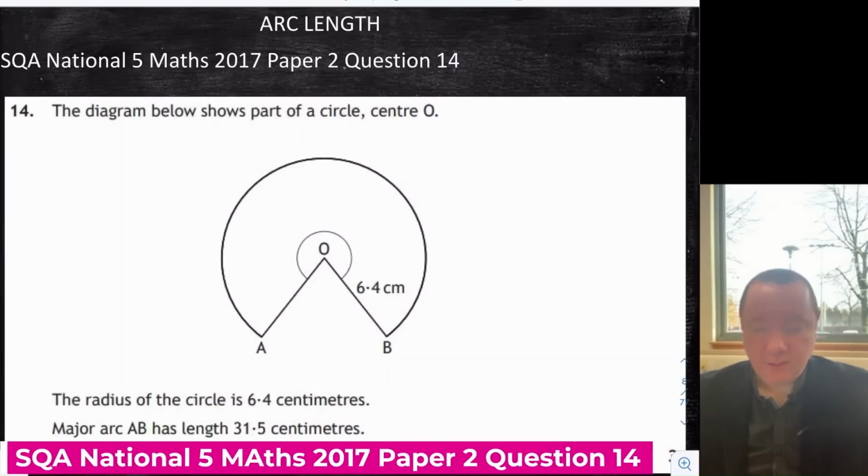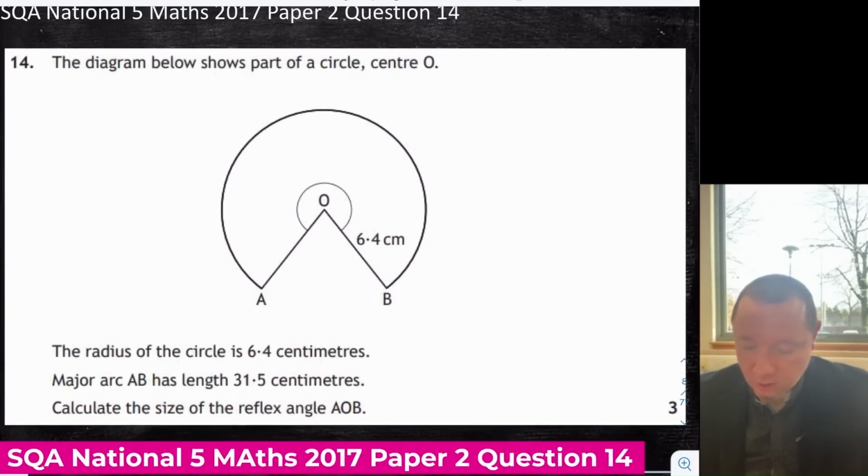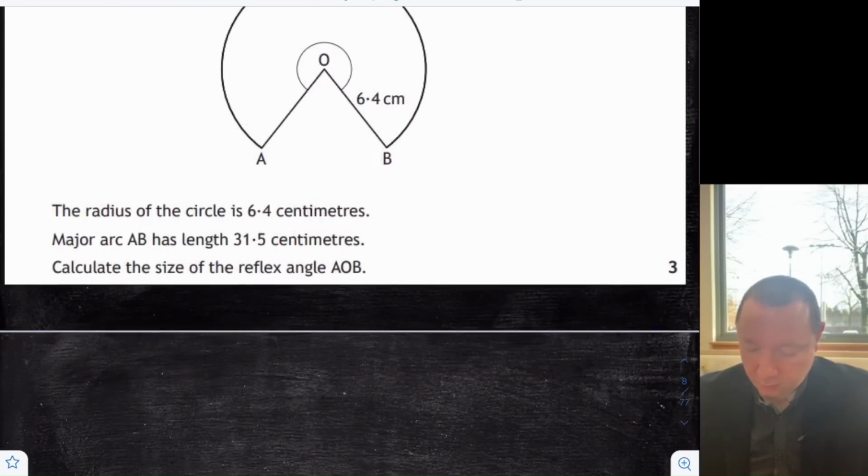SQA National 5 Maths 2017, Paper 2, Question 14 on arc length. The diagram shows part of a circle, centre O. It says the radius is 6.4. The length of the major arc is 31.5. Calculate the size of the reflex angle AOB, in other words, this angle here. So we're just using arc length again and working backwards. So we'll just write down everything we've got.